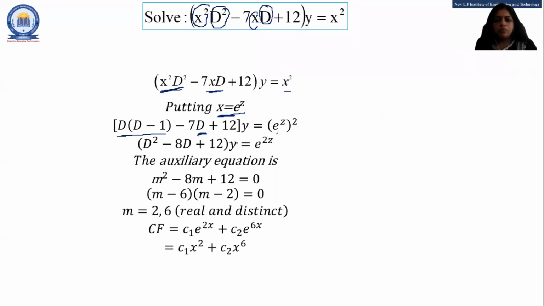Okay. So the auxiliary equation is m square minus 8m plus 12 equal to 0. After simplification, the factors are (m minus 6) and (m minus 2) equal to 0. So m is equal to 2 and 6. Both are real roots, right? So as per the rule of the CF, complementary function, what is our answer?